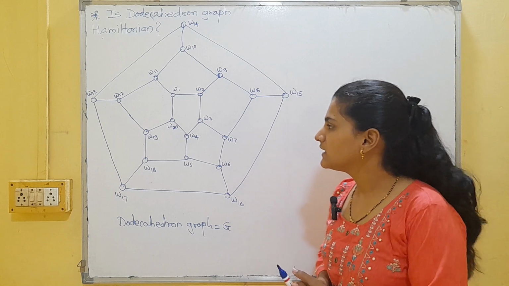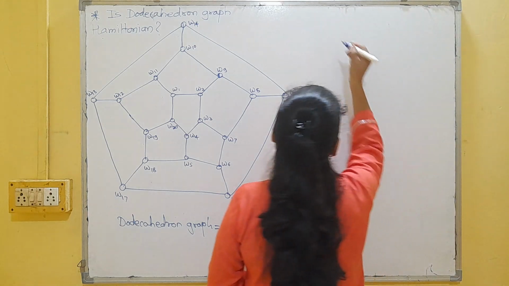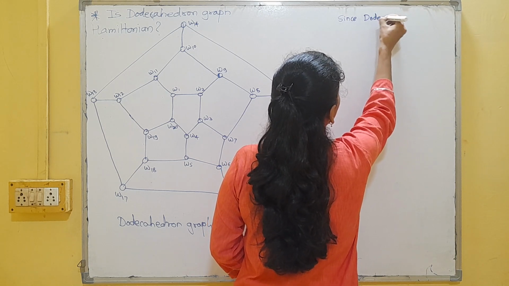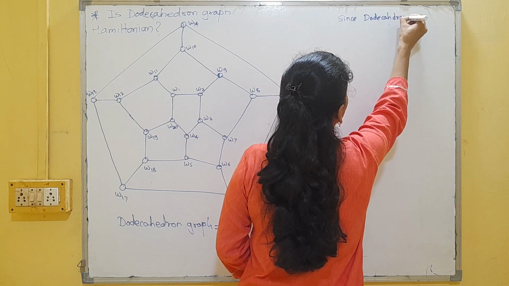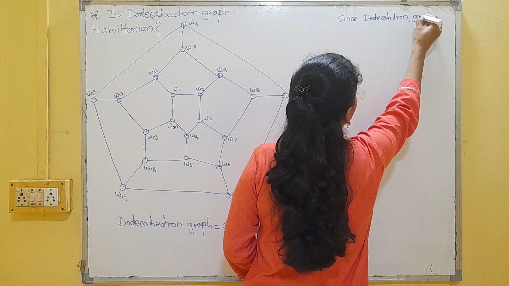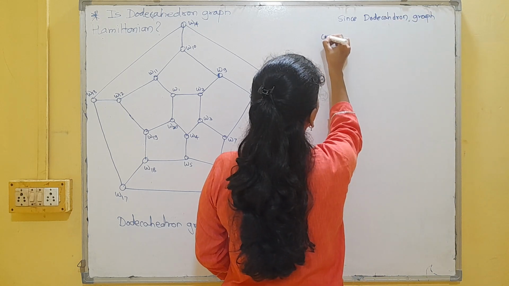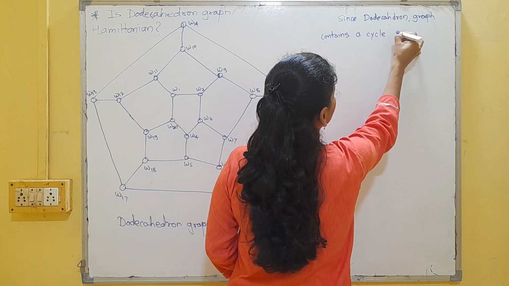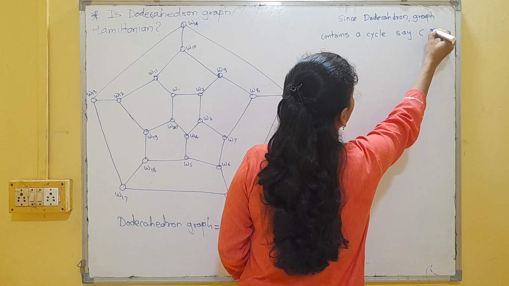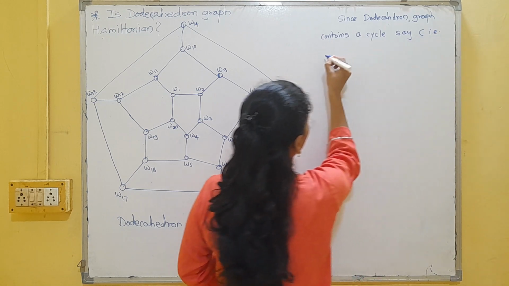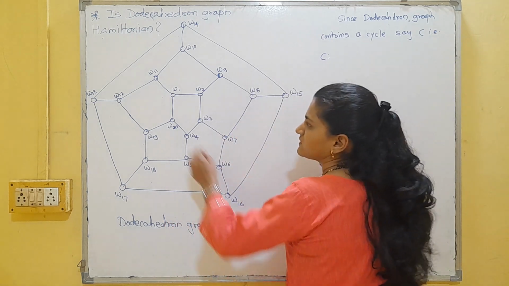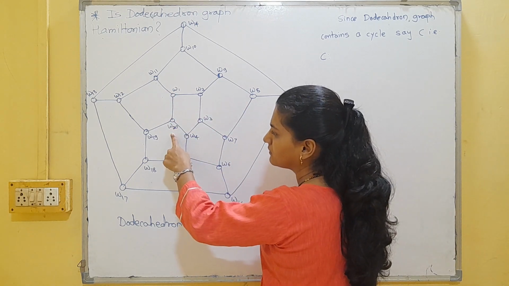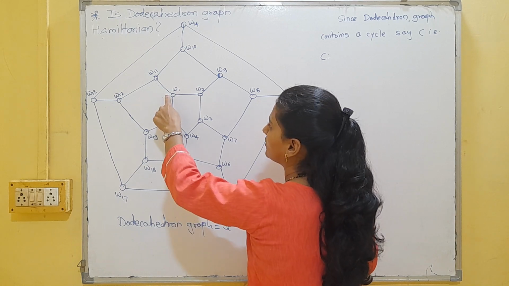So we will write the Hamiltonian cycle. Since the dodecahedron graph contains a cycle, say C, and we are writing C. What is C? We started from W1, and W1, W2, we came up to W20, and W20 to W1.